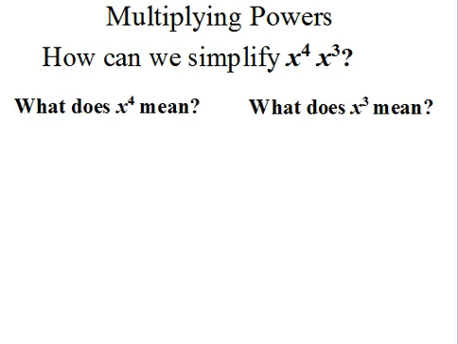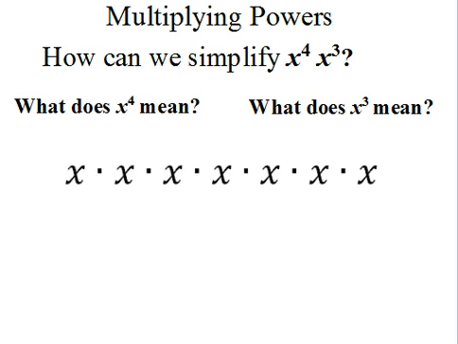So let's ask ourselves, what does x to the fourth really mean? And what does x to the third really mean? Well, x to the fourth is just mathematicians' lazy way of writing x times x times x times x. And x to the third is really just an abbreviation for x times x times x. So if we're multiplying x to the fourth times x to the third, we're really multiplying all these x's together.